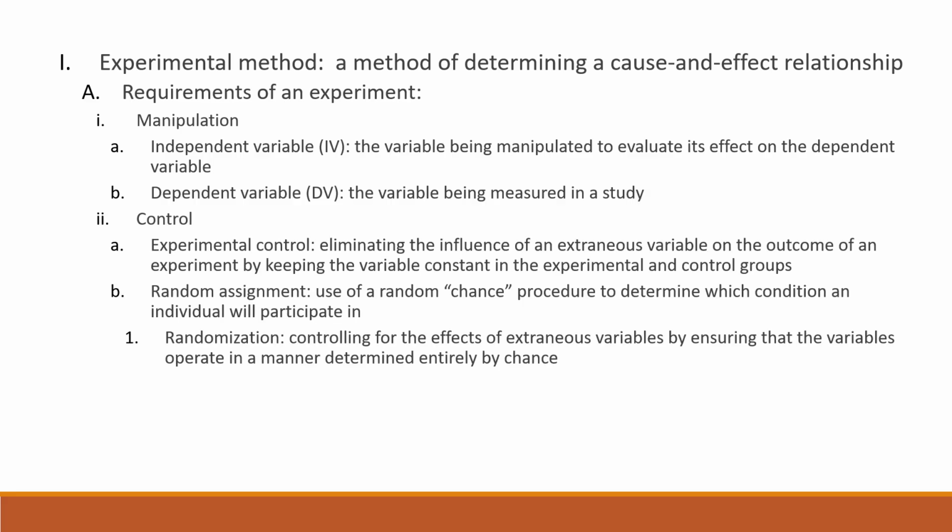We also need a level of control. There are so many other variables that could affect the relationship we're looking at. Experimental control is eliminating the influence of an extraneous variable on the outcome of an experiment by keeping the variable constant in the experimental and control groups.